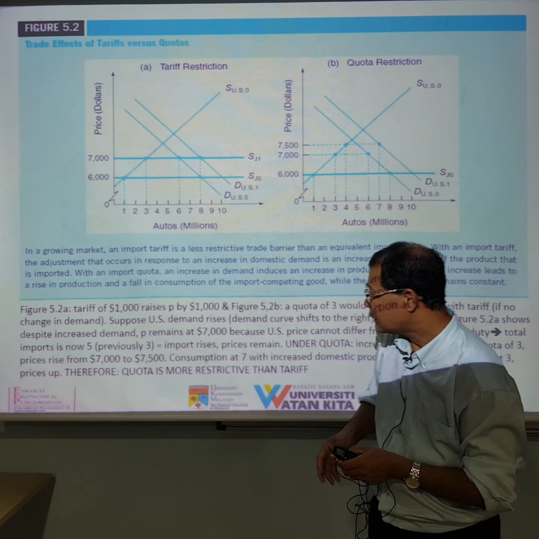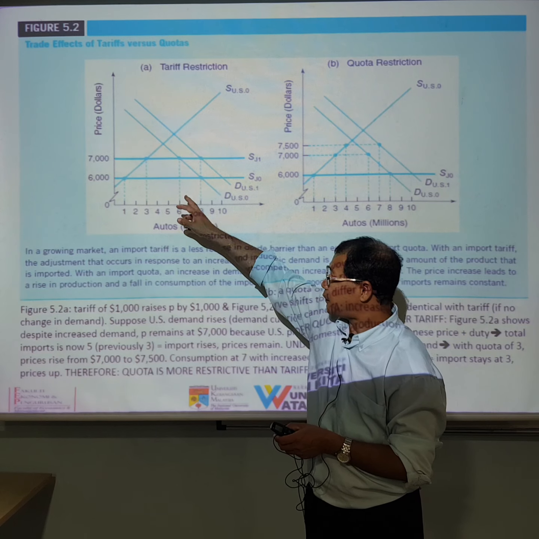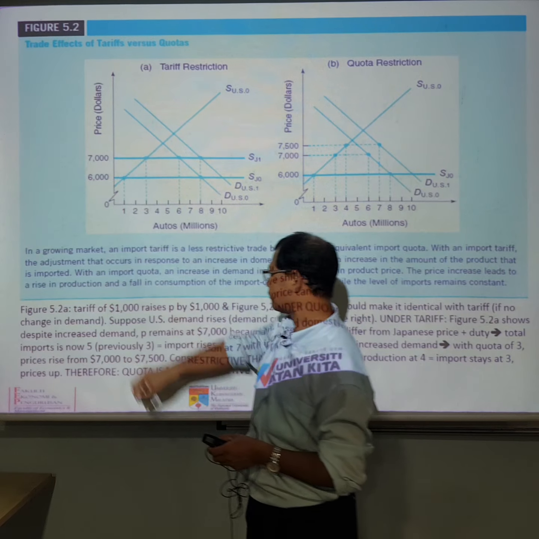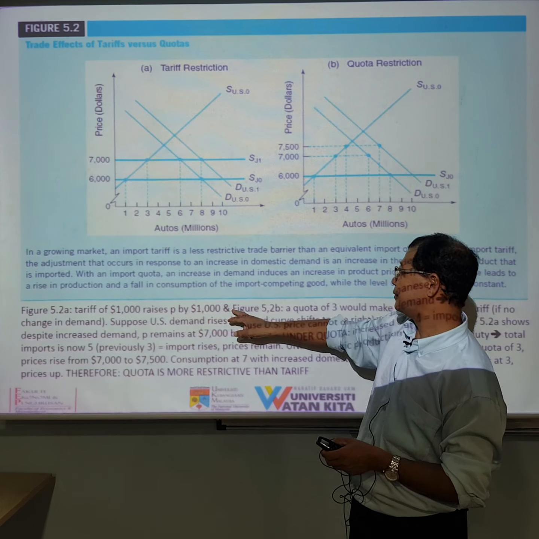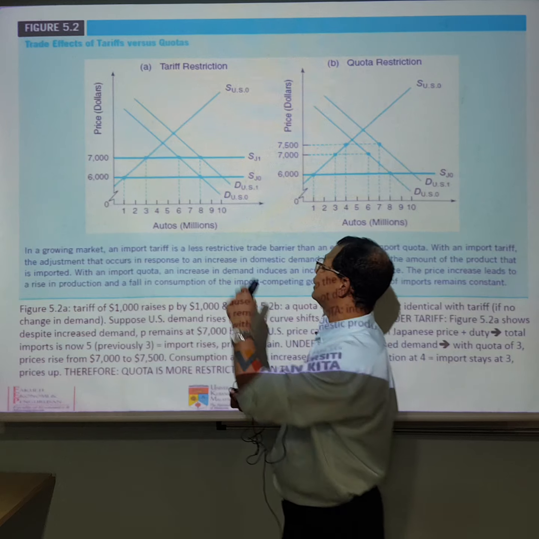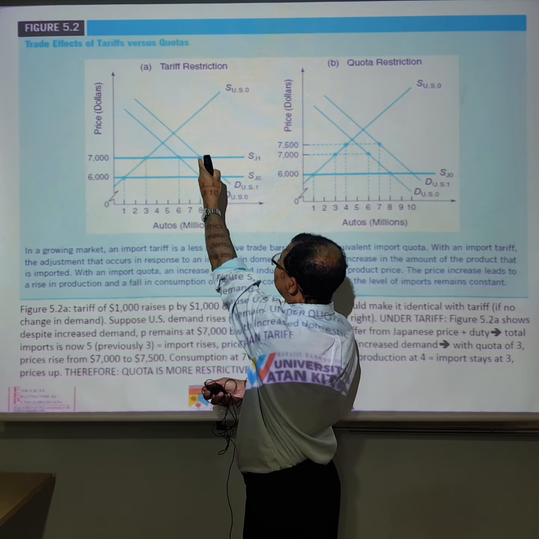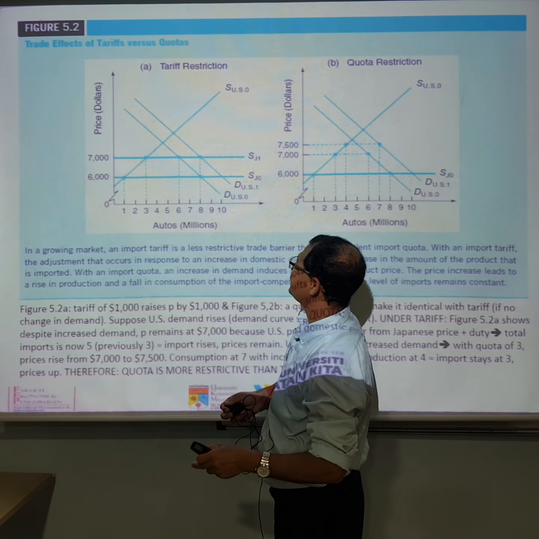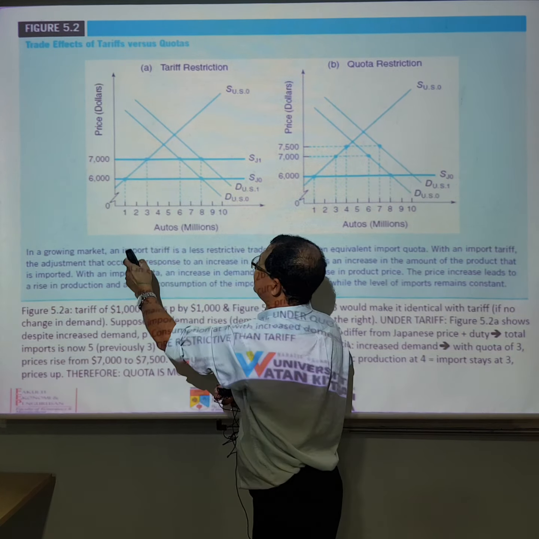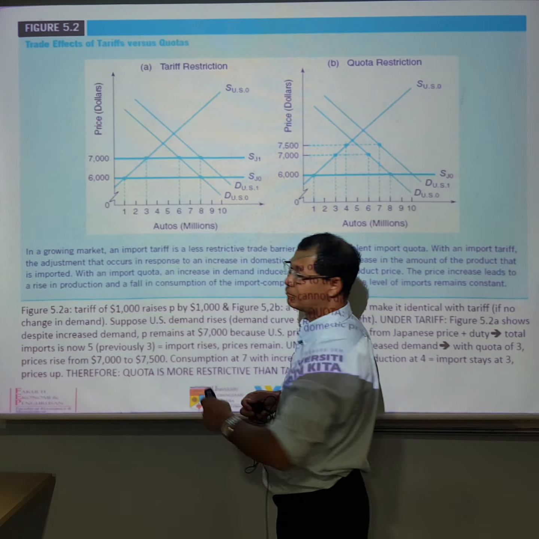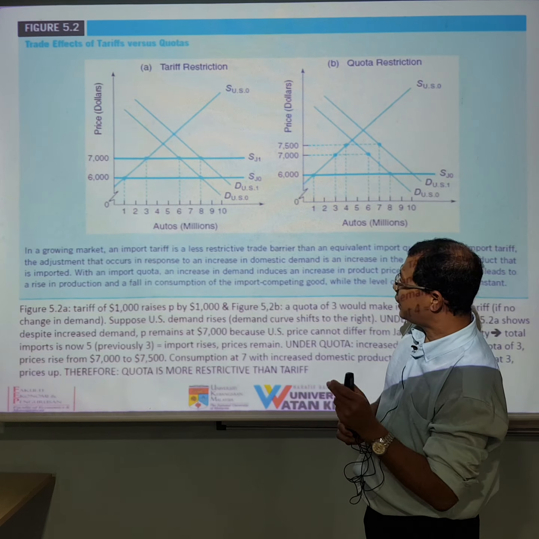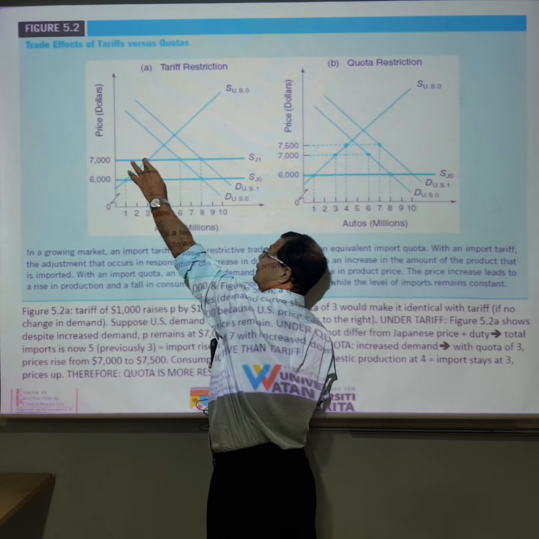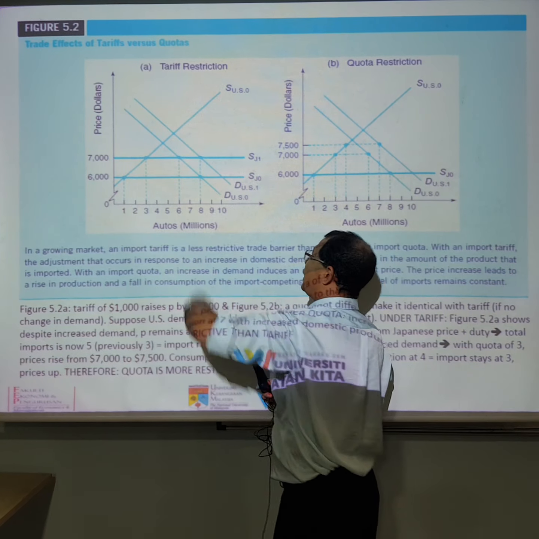So, figure 5.2a, a tariff of 1,000 raises the price by 1,000. Okay, let's begin with the tariff and quota. Demand curve of the United States, supply curve of the United States. This is free trade. Now, with a specific tariff of 1,000, this is the new line, which increases the price.